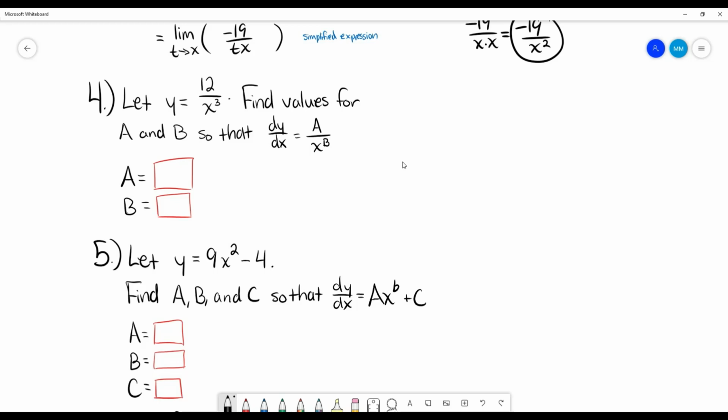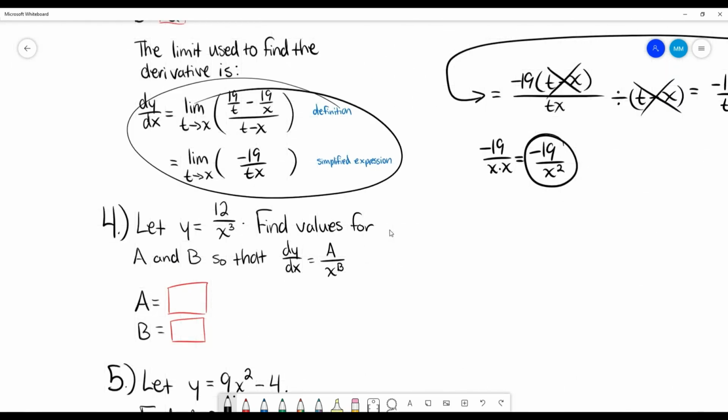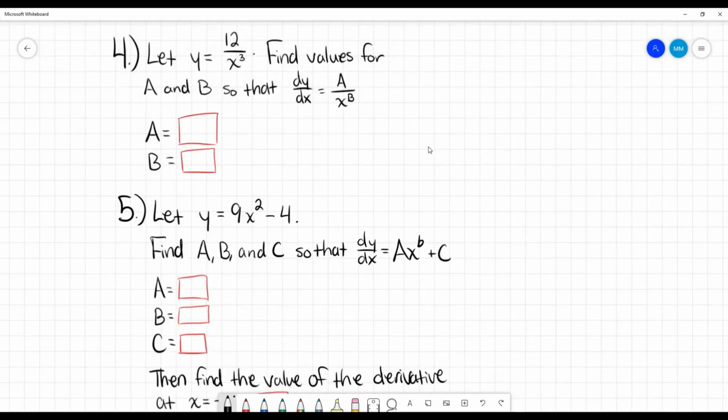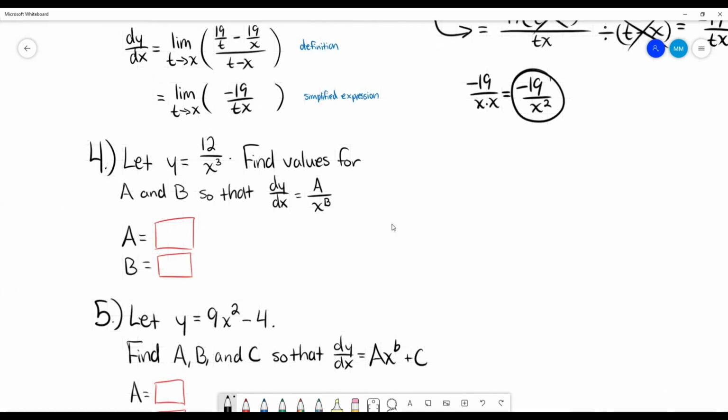And it's the same thing, except now they don't have us do this bit, but we're still going to have to do it to find our derivative in this case. We could use other derivative rules like the power rule and whatnot, but we haven't learned those in class yet, so we're going to stick to using our limits just so that we can really drill those in. So y in this case is 12 over x cubed, and we want to find the derivative of it in these terms and figure out what a and b are going to be.